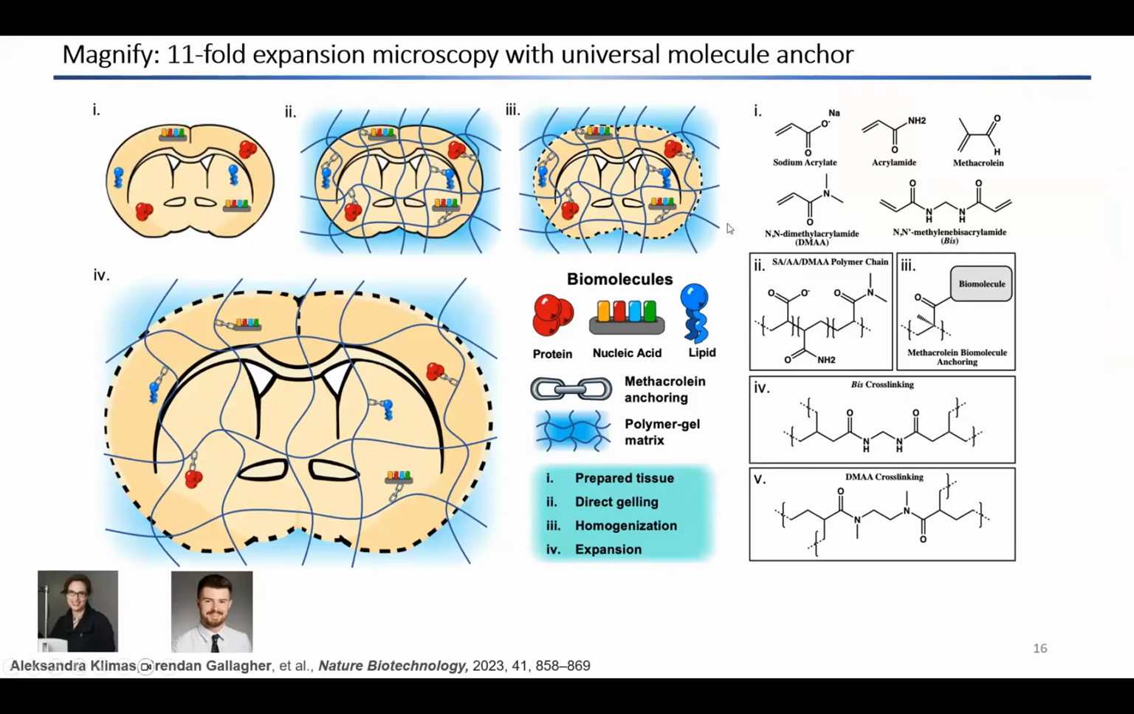There's some advancement with this Magnify technology. So first of all, we developed a universal anchoring molecule. It's called methacrolein, that is compatible with all the other gel monomer components, so they can mix together. Therefore, we essentially eliminate the anchoring step and cut off the time by a couple of hours. And not only that, we also modified the gel formula so that the Magnify gel, compared to other expansion microscopy gels, can expand up to 11 times, depending on your tissue type.